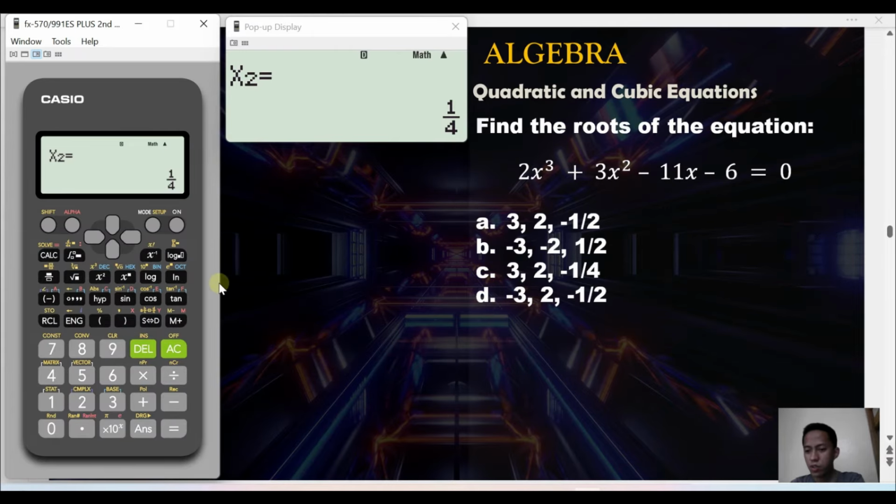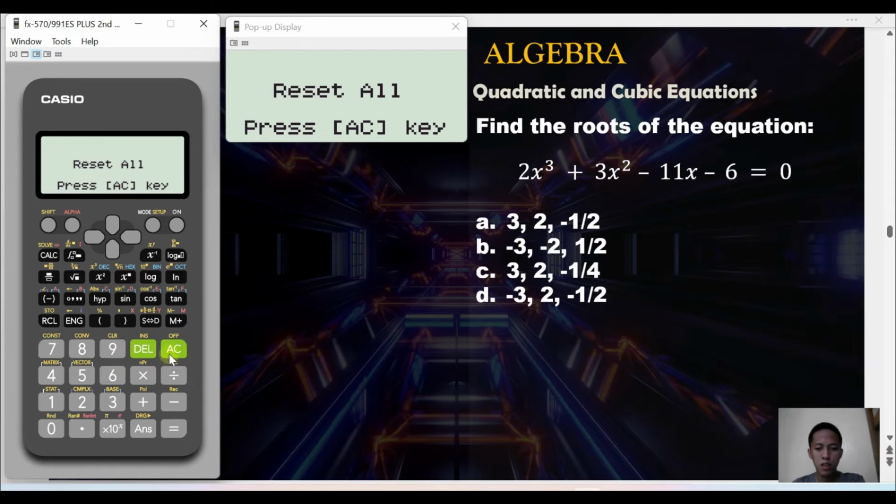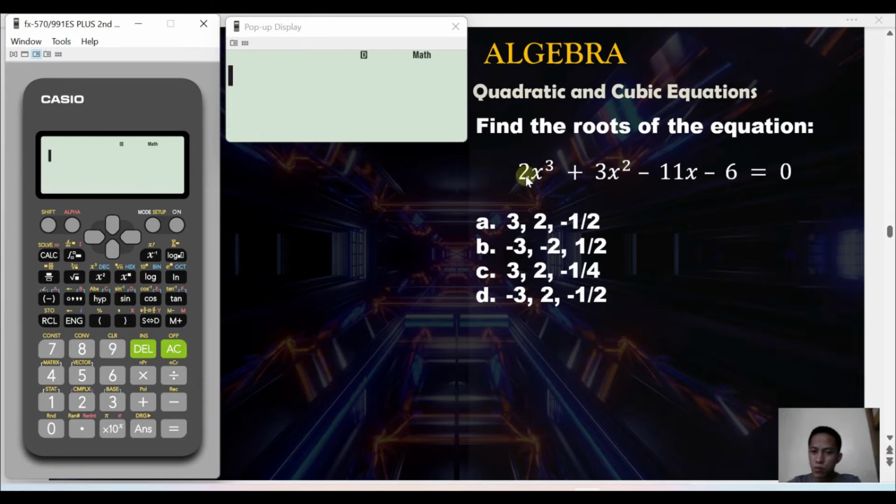So here we are guys to our next problem. So shift clear lang natin. Shift clear and all and equals and AC. So we have here a cubic equation. So 2x cubed plus 3x squared minus 11x minus 6 equals 0.